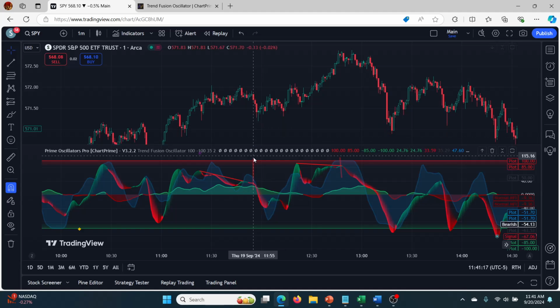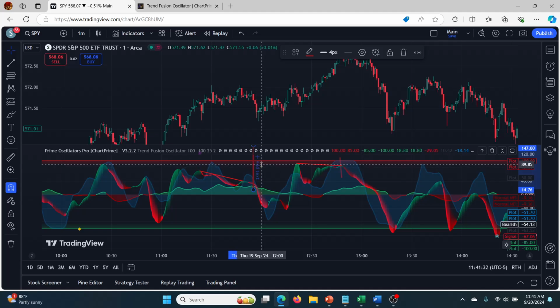So you can see this first one, if we just extrapolate this line up here, we really didn't see much. I mean, it didn't work very well. Yes, you can see, if I put my cursor here, we got a little bit, but by the time you got in, it was actually reversing. So this divergence combined with the trend fusion didn't really work.